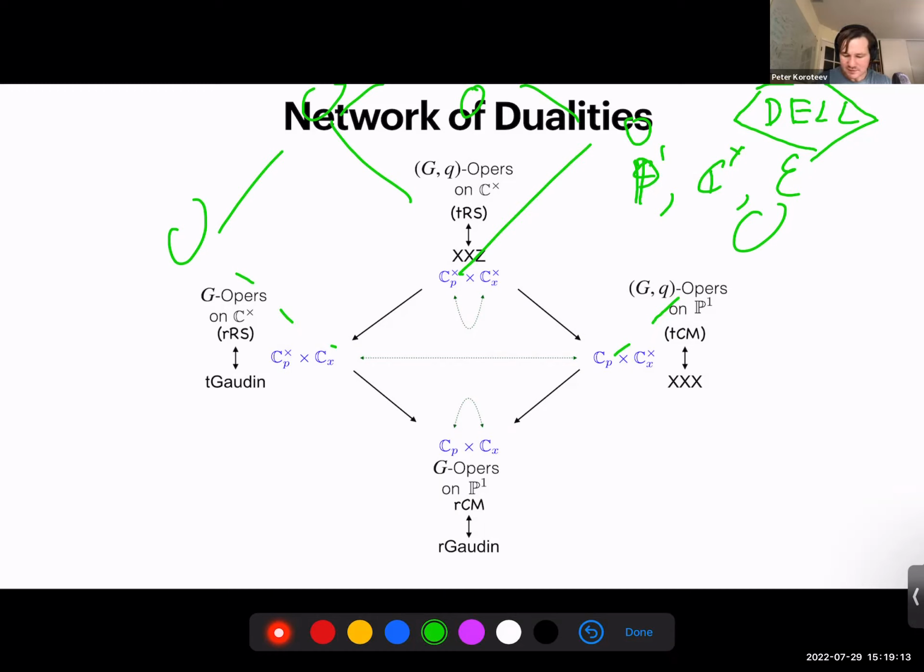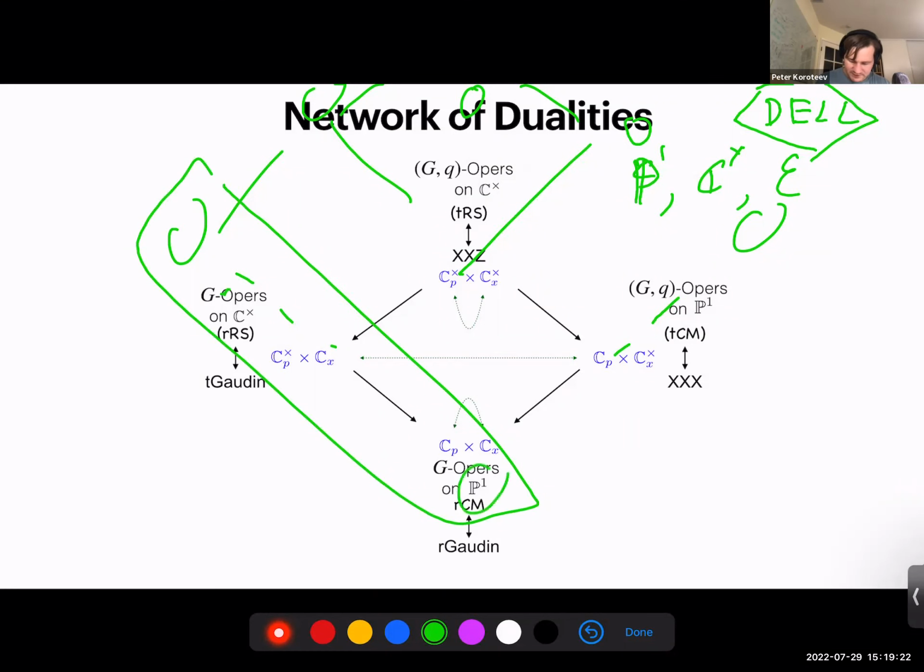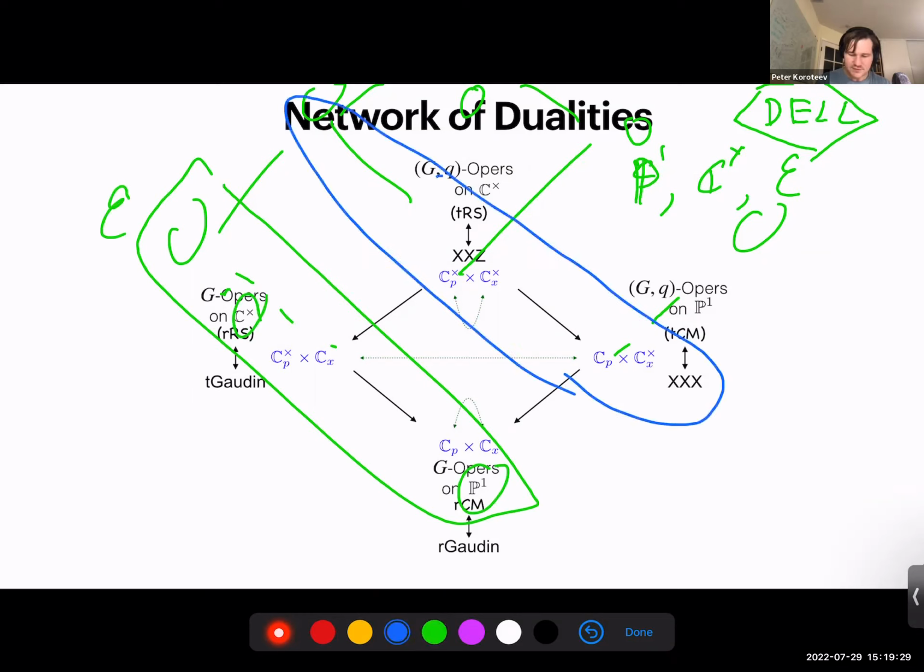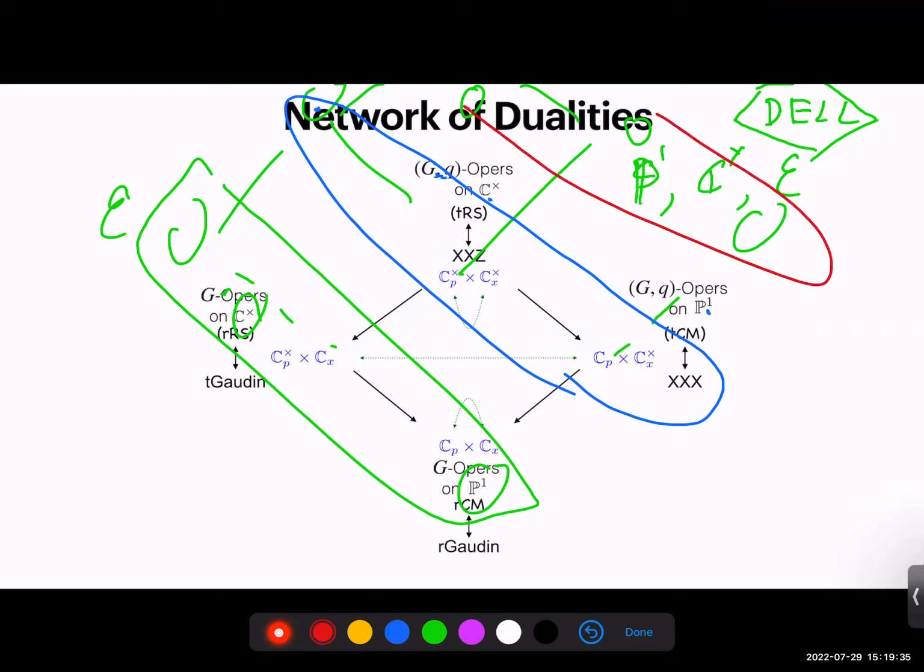Essentially, the treatment should be universal; the rule is the same. If you go along this diagonal, you have g-Opers on P1, C star, and the elliptic curve. On this diagonal, it's difference opers: q-Opers on P1, C star, and the elliptic curve. The next one should be elliptic opers, which do not exist yet, but they should. To go to q-Opers, you go from differential to q-difference operators.